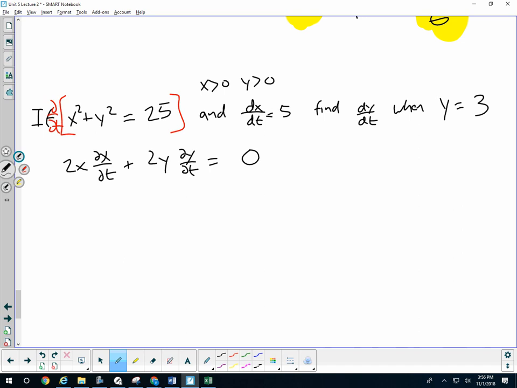All right, first, pause. After you take the derivative of this, do you notice that you got a 2 here and a 2 here? Could you divide everything by 2 and get rid of those 2's? Yep. Okay.